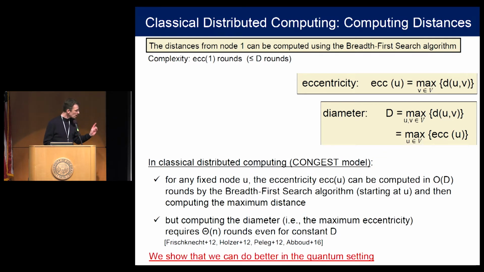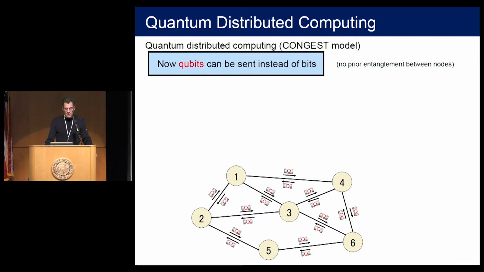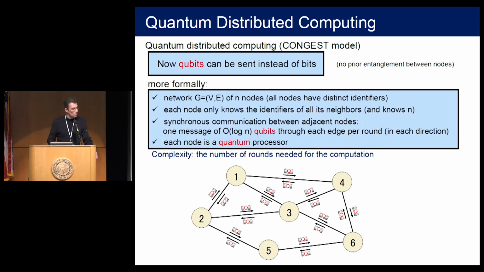And in this work, we show that we can do better in the quantum setting. Okay, so what is the quantum setting? In short, it's very simple. Now, quantum bits can be sent instead of bits. So the message is simply quantum. It's the only difference. And we don't even need to consider any prior entanglement. So formally, it's exactly the same as before, but now the processors need to be quantum processors because we need to process quantum information. And the only difference now is that the message consists of log n qubits instead of log n bits. Otherwise, it's exactly as before.